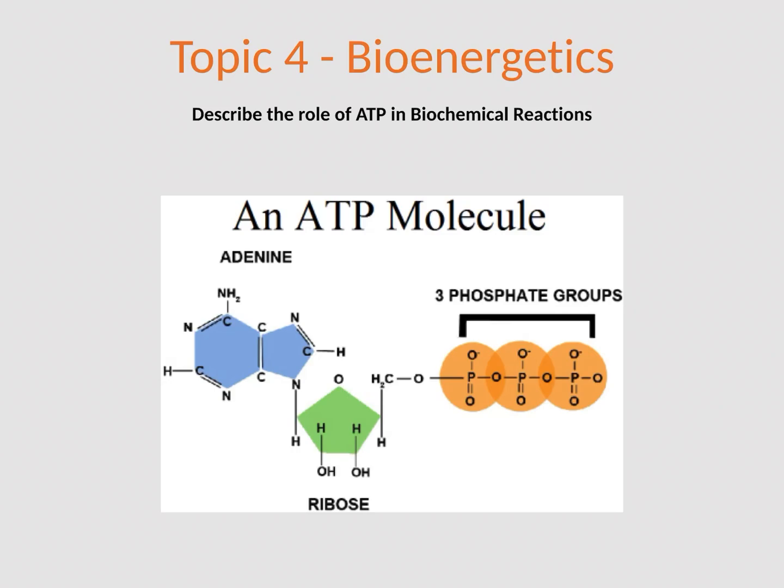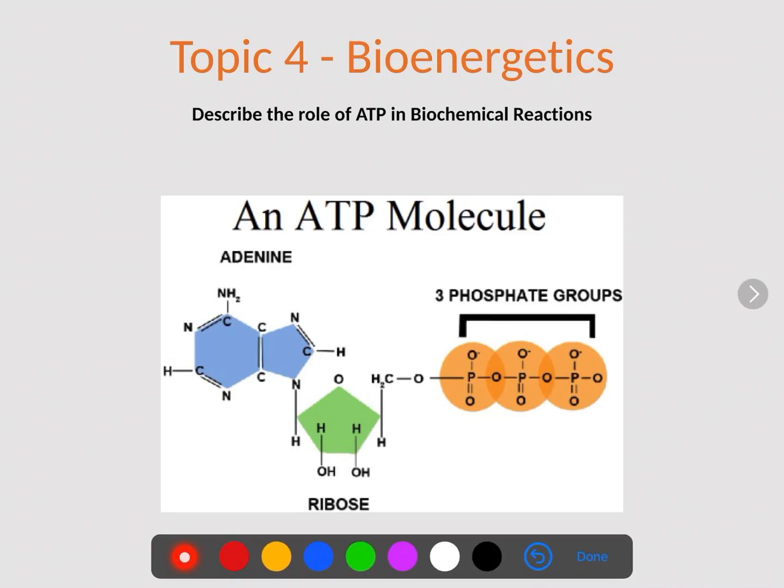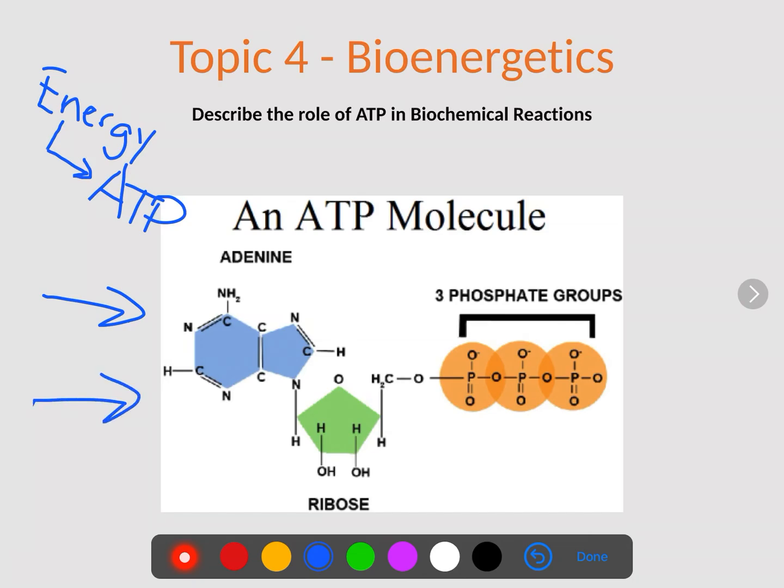Topic 4 goes over bioenergetics. Now, bioenergetics is just a fancy term for how our body creates energy. We have two types of energy creation, if you want to think about it: cellular respiration and photosynthesis. But when we refer to energy, what we are always referring to is the molecule of ATP. And right here is our molecule.